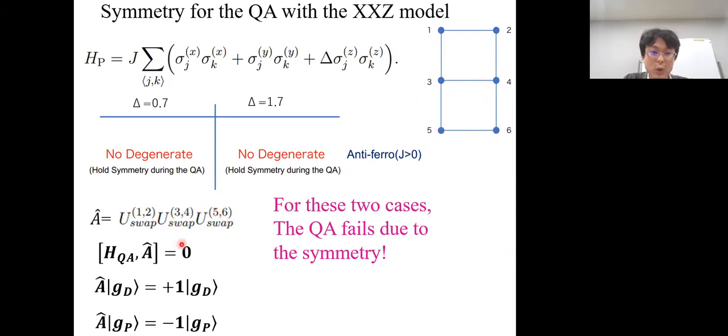And let me define the observable A like this one. Actually, the total Hamiltonian commutes with this operator. Also, the driver Hamiltonian's ground state is an eigenstate of this observable, and the eigenvalue is plus one. The problem Hamiltonian's ground state is an eigenstate of this observable, and the eigenvalue is minus one. So you can see this value and this value are different.